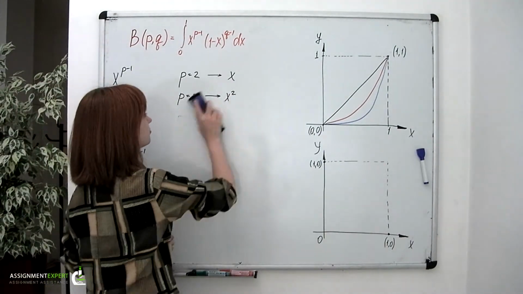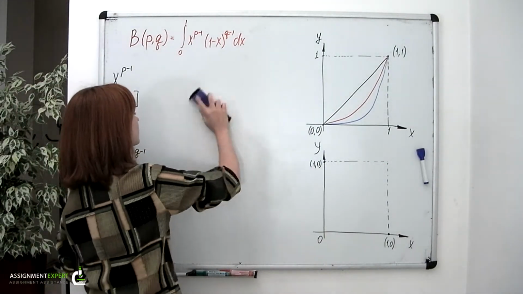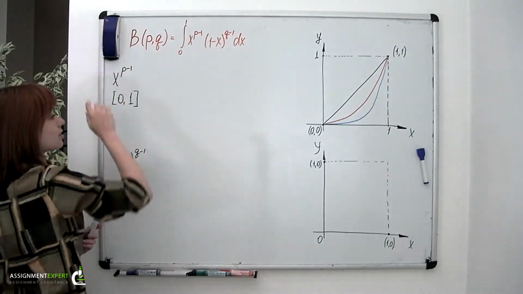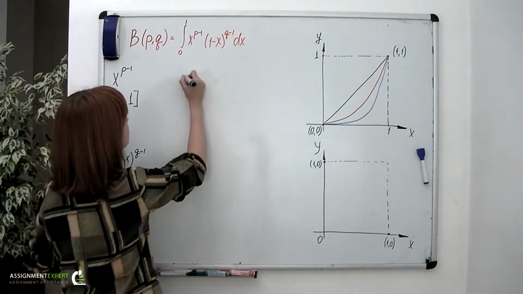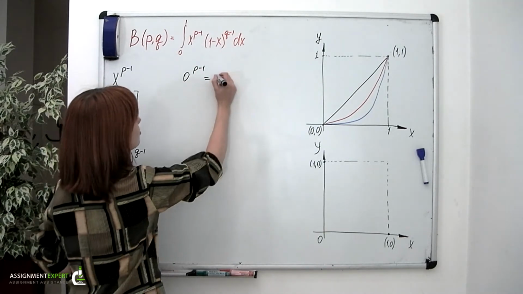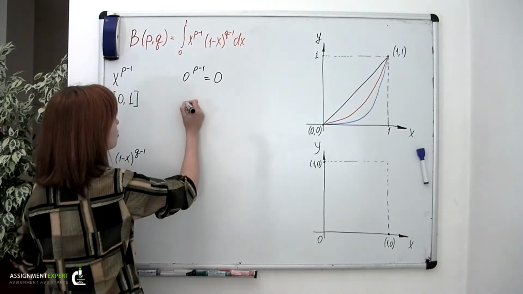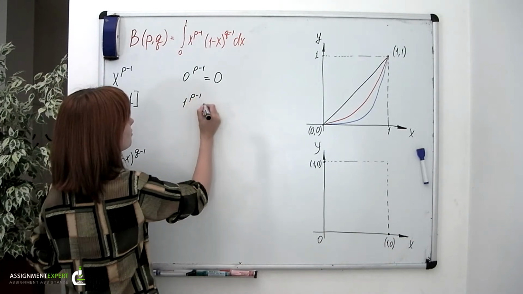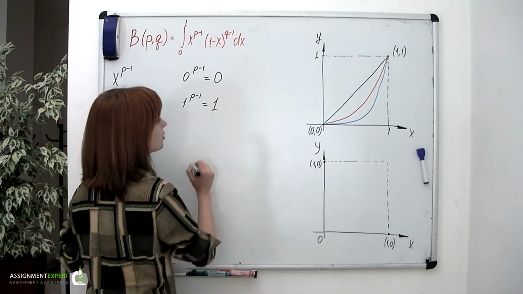Let's see. If we substitute 0 and 1, we'll have 0 raised to p minus 1, which obviously equals 0, or 1 raised to p minus 1, which is equal to 1.